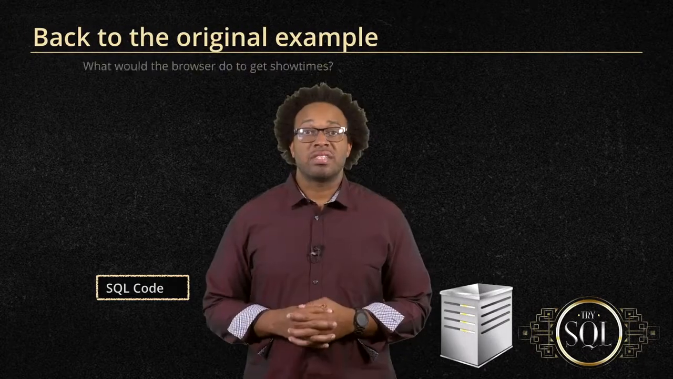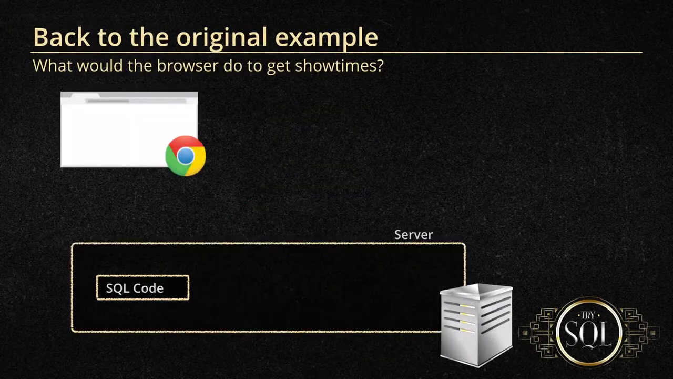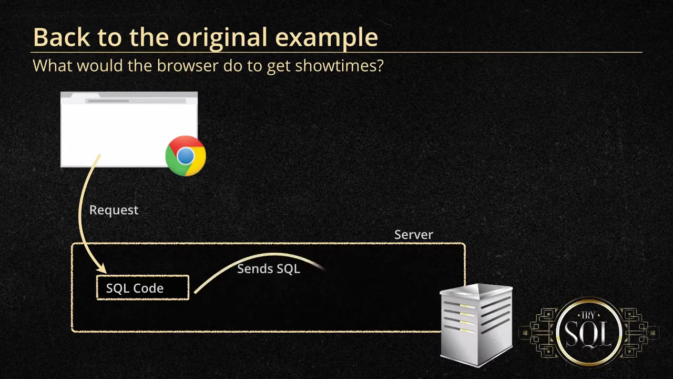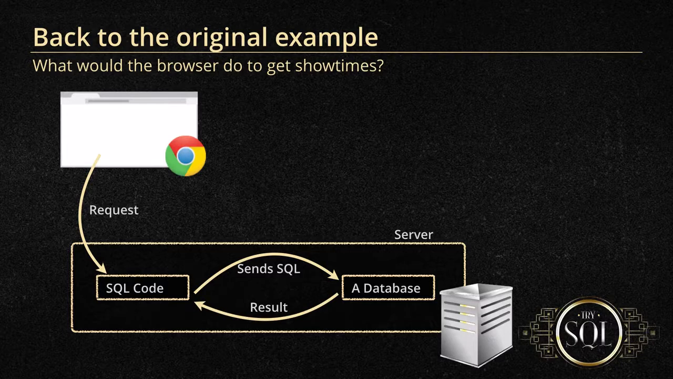Let's take a look at our example from section 1. The browser sends out a request, which would be the SQL code, and this goes to the database. The database returns the result and the updated movie showtimes are available back on the website. Here we see that the browser uses the exact same process we discussed earlier to obtain its results.